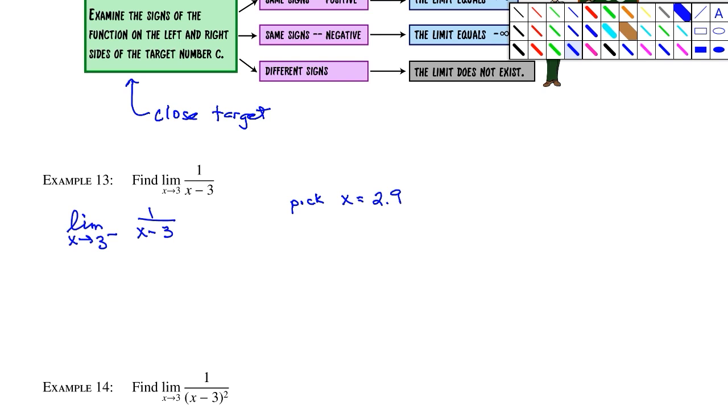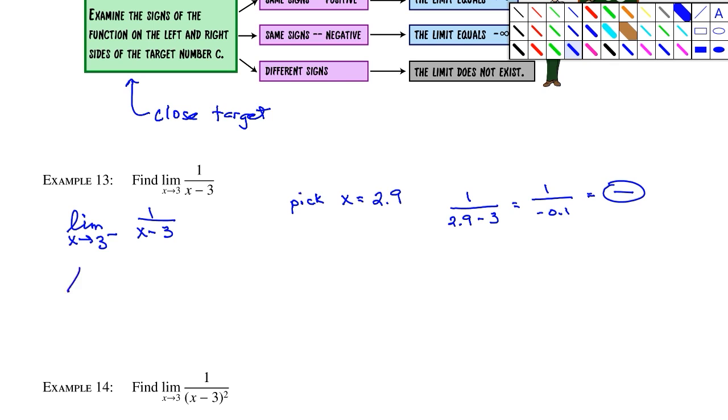Then I'm going to test this number in the function. So we're going to get 1 over 2.9 minus 3. That would be 1 over negative 0.1. And actually, I don't even care what the value is. I just care what the sign is. This is a negative value. And that's all you need to know. You could figure out the number, doesn't matter.